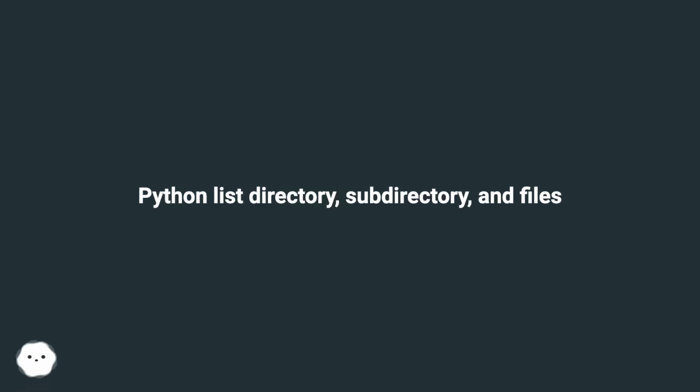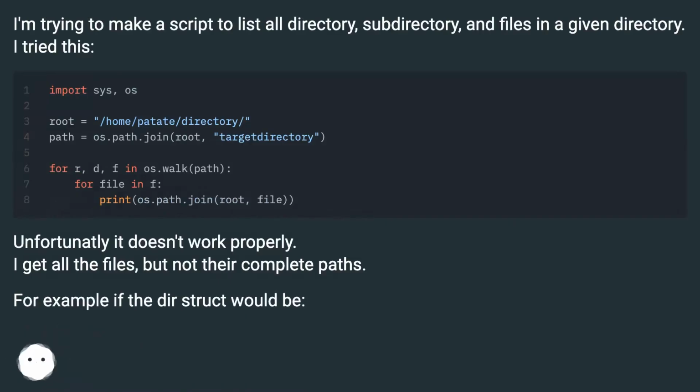Python list directory, subdirectory, and files. I'm trying to make a script to list all directory, subdirectory, and files in a given directory. I tried this. Unfortunately, it doesn't work properly. I get all the files, but not their complete paths.